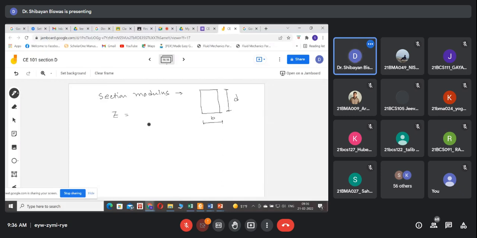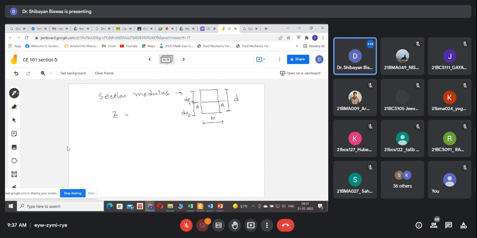How should we proceed? NA. So what will be the NA for this rectangular section? Through B by 2 and D by 2. Yes, because it coincides with the centroidal axis. The centroidal axis for this section is just the mid section, that is D by 2 here and also D by 2 here. Very good. So this is our neutral axis.